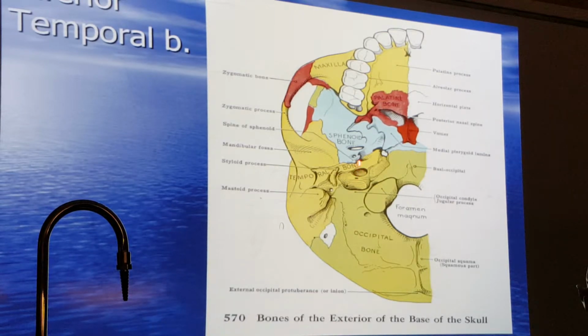The sphenoid bone has some really important holes as well. Here we see the foramen spinosum, the foramen ovale, and the foramen lacerum. Nice view of the palatine bone.